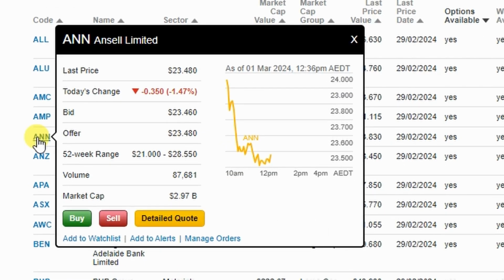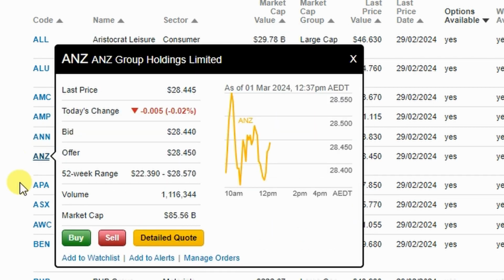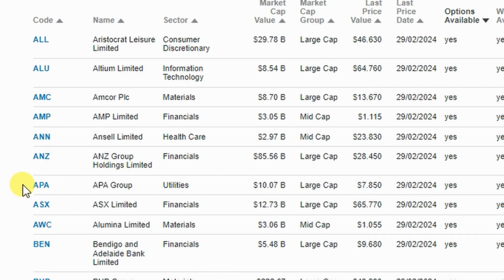And sell, trading at $23.48, market cap of close to $3 billion. The 52-week range, 21 to 28, so that's somewhere in the middle. It's dropped 1.5% today, so that might be worth having a look at. ANZ dropped off just a little bit. So you get the idea. This is what I do. Sometimes I just go through and have a look.